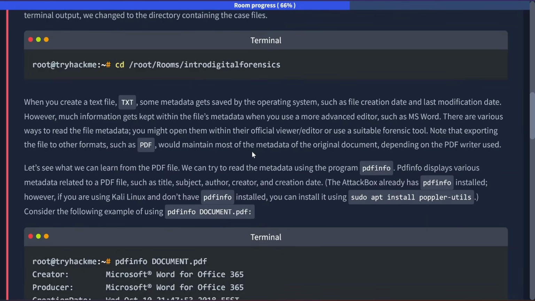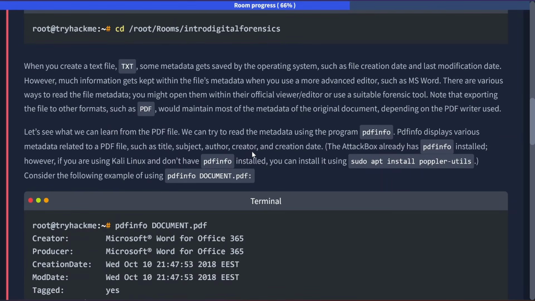But before we get down to the questions, they have some stuff that they want to explain, right? And what they're going to talk about here is metadata, which gets saved when you mess with files, right? And metadata is just data about data. So if I write a text document and I save it, the metadata is just going to tell me about that text document, right? It's data about data.